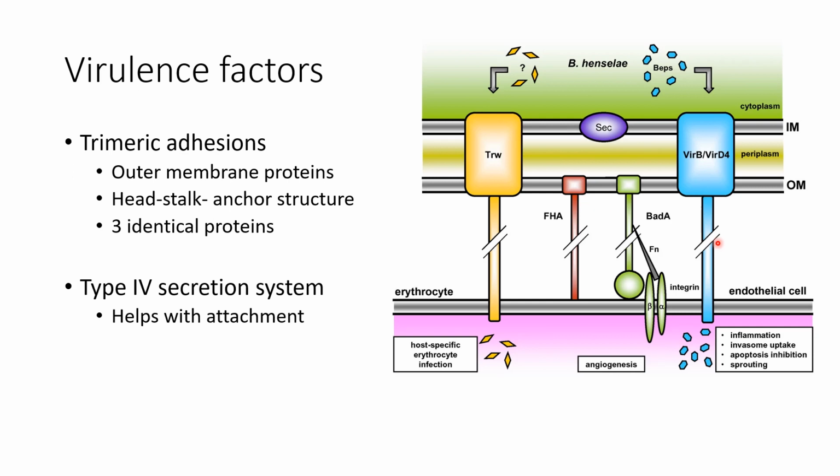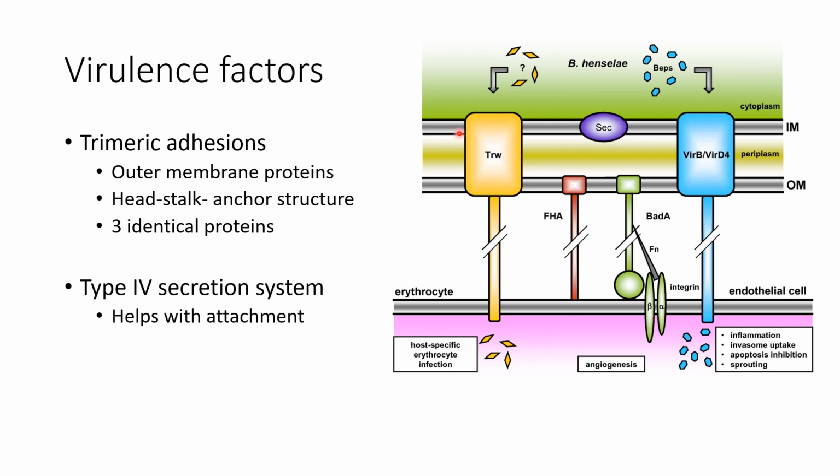And the type 4 secretions, they help transport molecules to target cells. They transfer bacterial effector proteins or DNA to bacterial or eukaryotic cells. The system rearranges the actin cytoskeleton, and this triggers a pro-inflammatory response. And this is really important to inhibit apoptosis of endothelial cells.